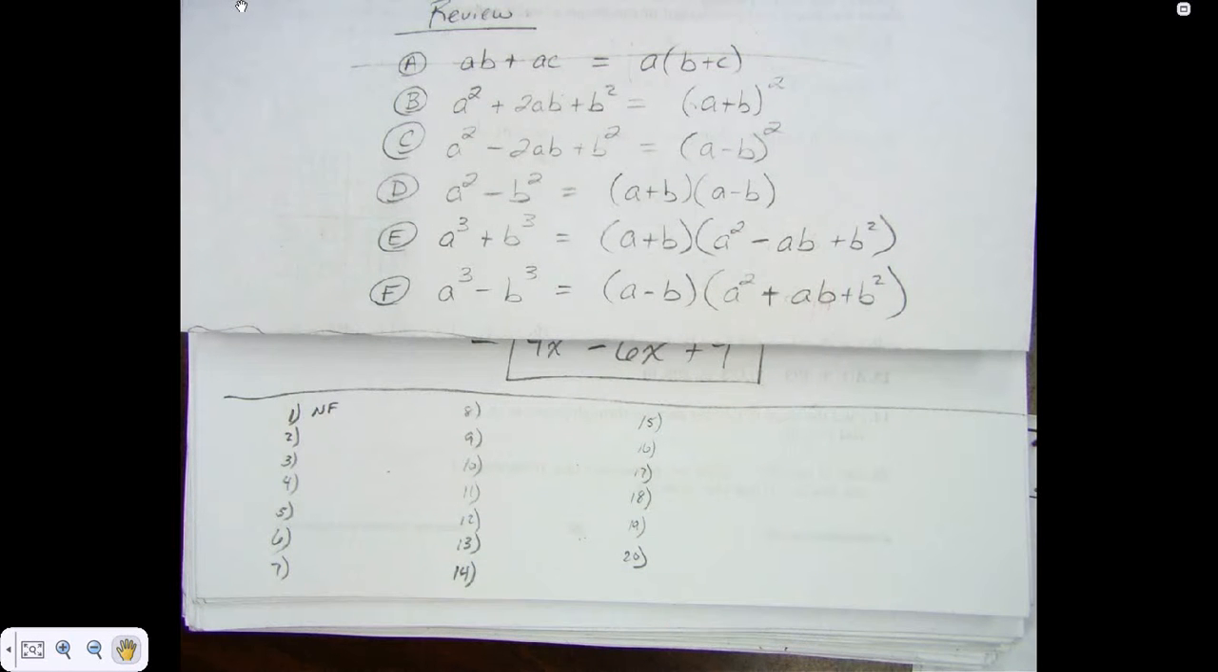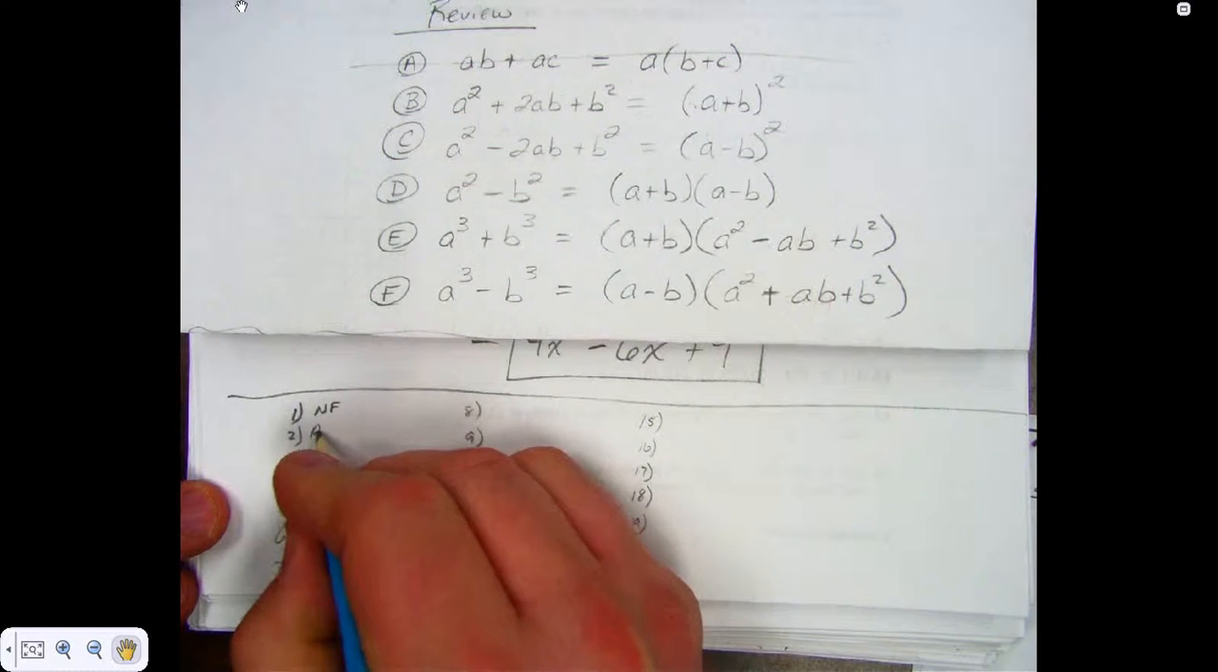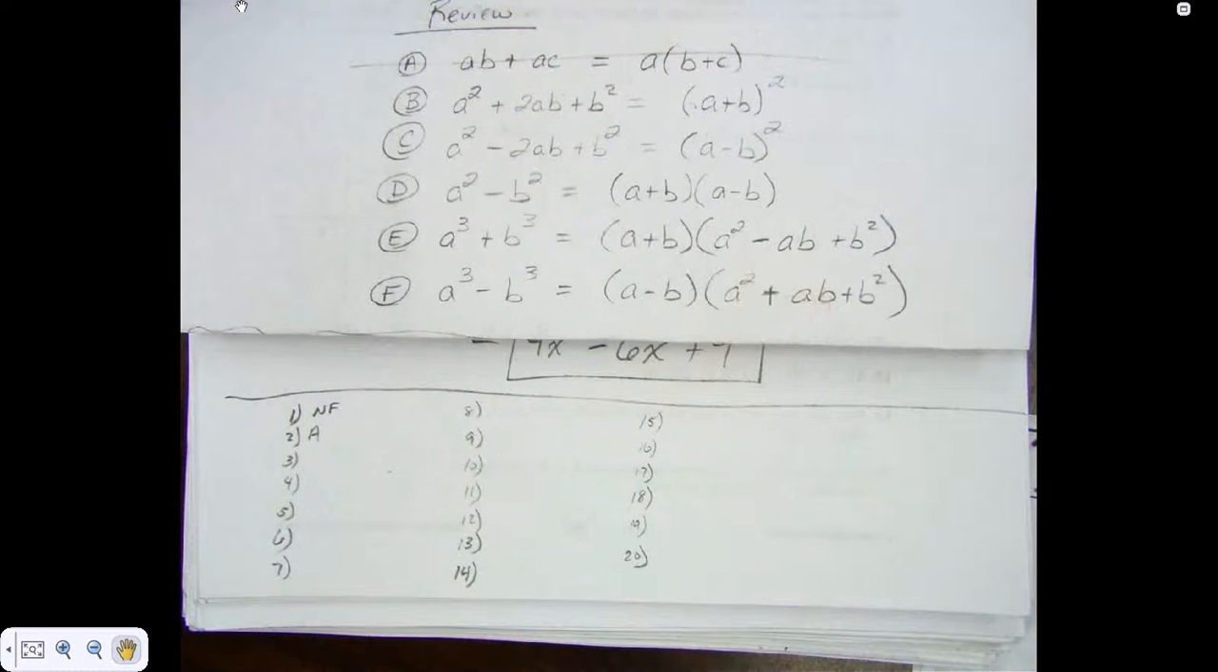Number 2, is there any factoring to do there? It's like A, isn't it? Where there's a GCF to factor. Would you guys agree with that? On number 2? So you're going to factor out a GCF.